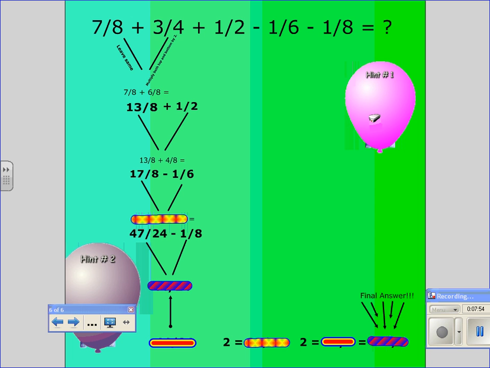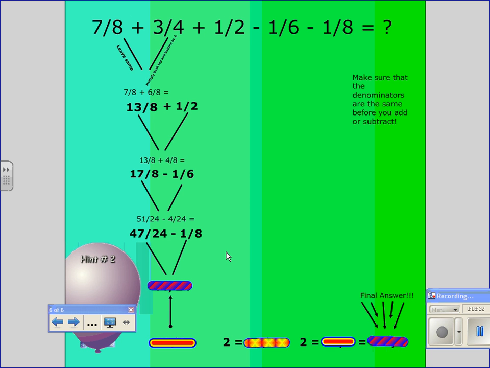Here's a hint. Do you guys want a hint? Okay. Make sure the denominators are the same before you add or subtract. Alright. 17/8 minus 1/6 is, you're going to times 8 times 6 and 6 times 8. Just kidding. You're going to times 8 by 3 and 6 times 4 to get the simpler common denominator of 24. Caught you off guard, see if you're paying attention.